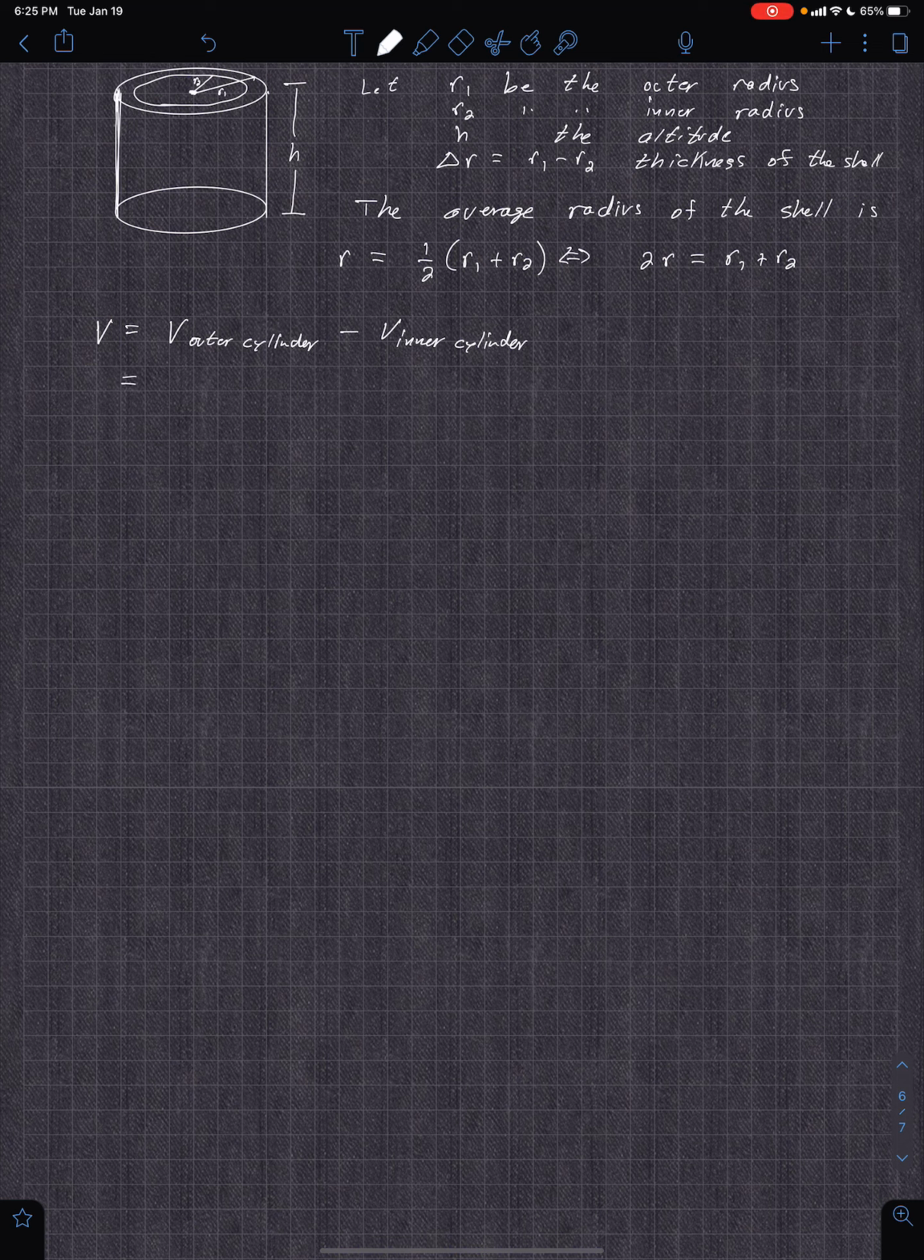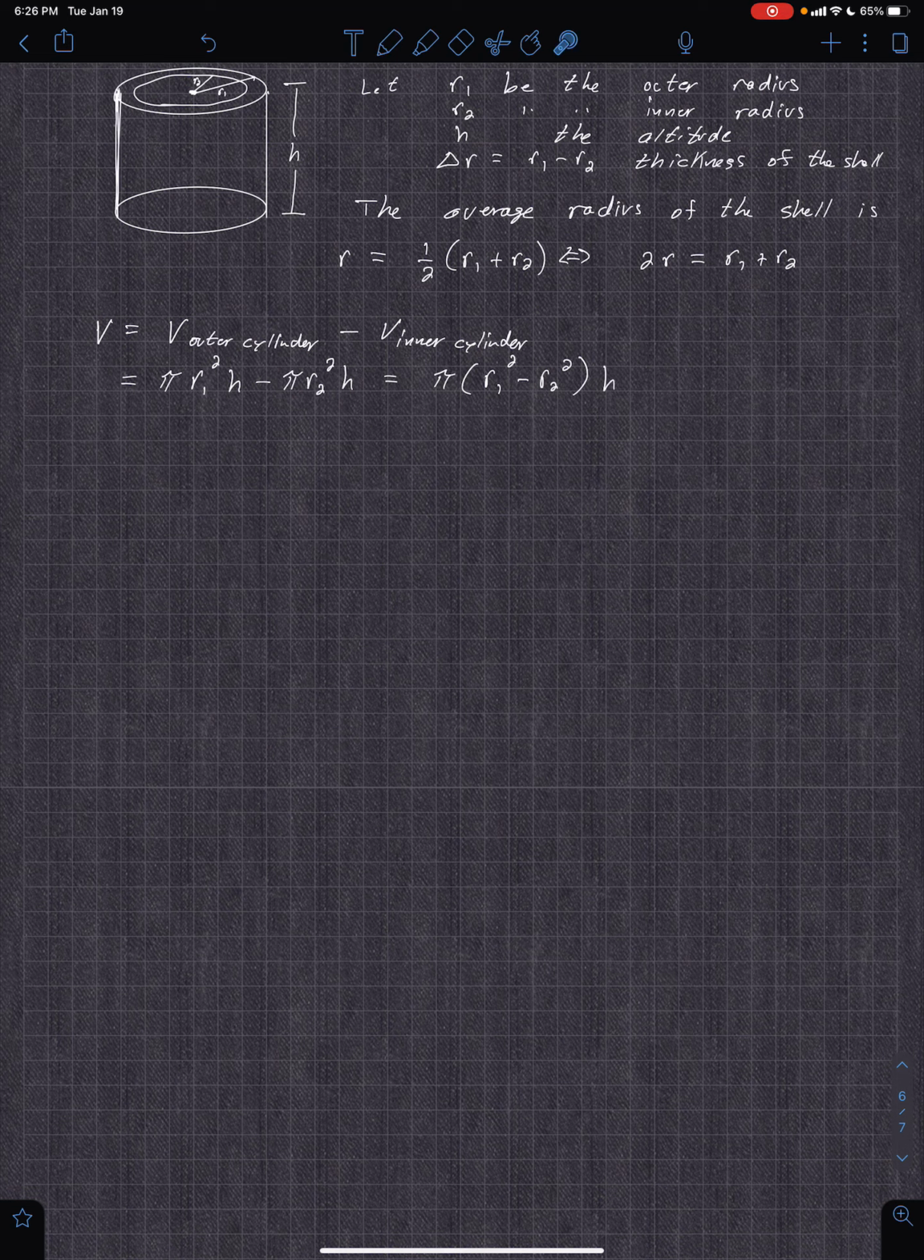So the volume of the outer cylinder is going to be pi r squared h, right? Area of the circle and then times the height. So that's going to be pi r1 squared, that's outer, times h, minus pi r2 squared h. And then we're just going to factor out pi and write that as pi times r1 squared minus r2 squared times h.